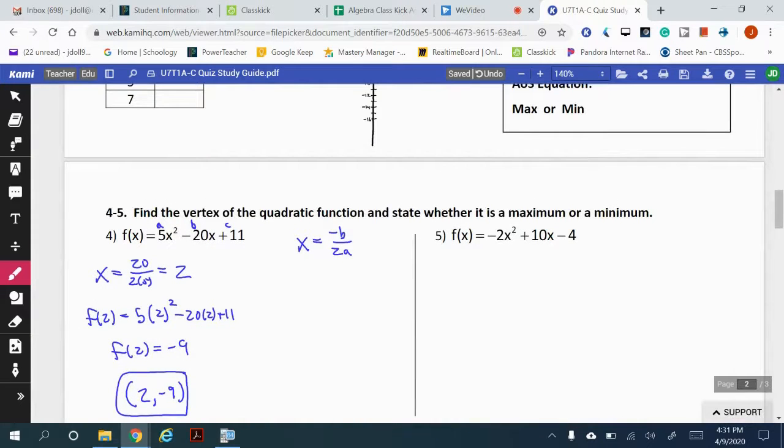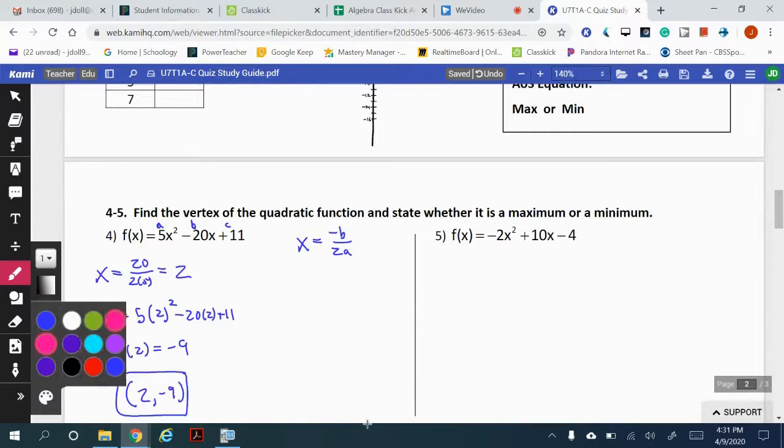But notice the question doesn't just say find the vertex, it also is asking whether it is a maximum or a minimum. All right, we got to make sure we know that. Now, how do we know that?